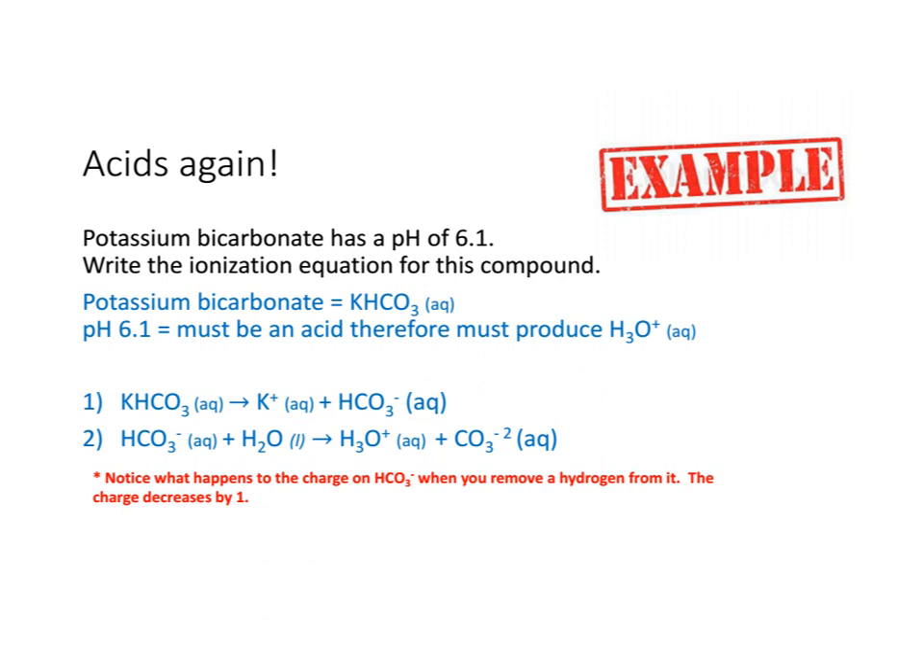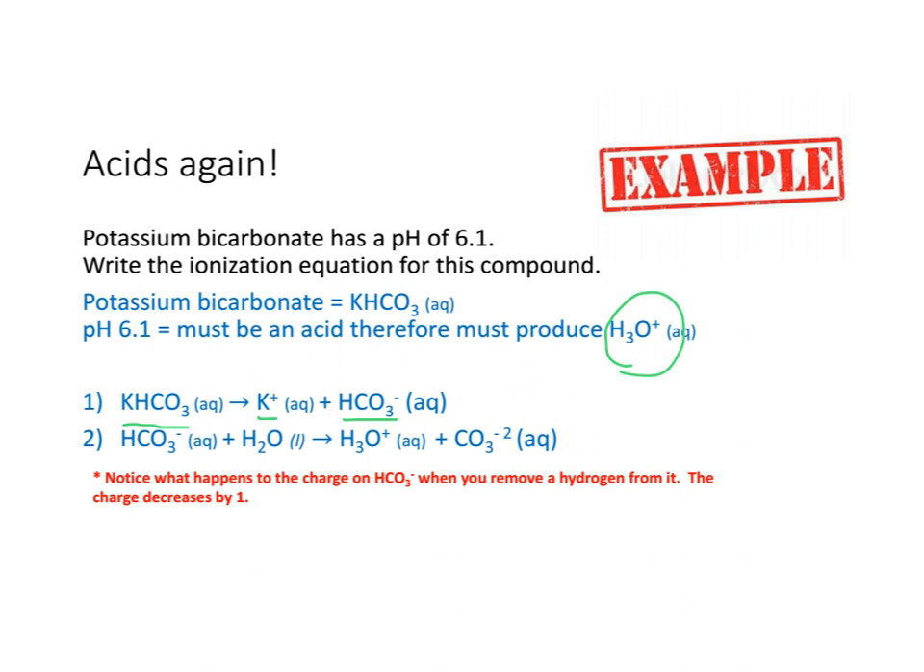Let's look at another ionic compound. Here, we're given potassium bicarbonate, and we're told that when put into solution, it has a pH of 6.1. So this is slightly acidic. Because it's acidic, we still have to produce hydronium ions. So our first step is to write the dissociation equation. Potassium hydrogen carbonate dissociates into potassium ion and bicarbonate ion.